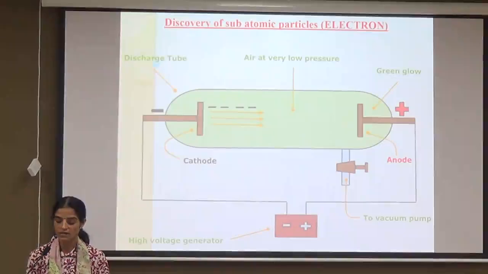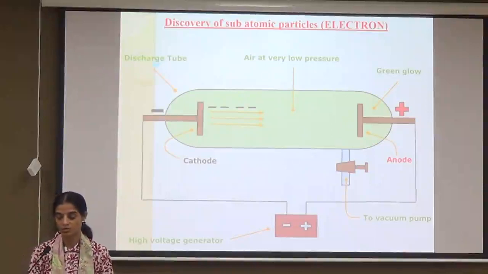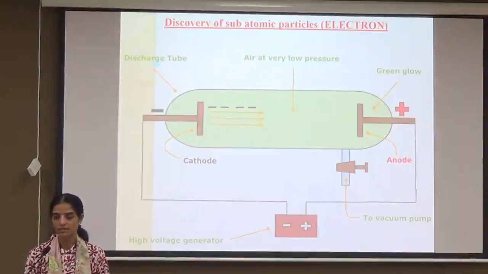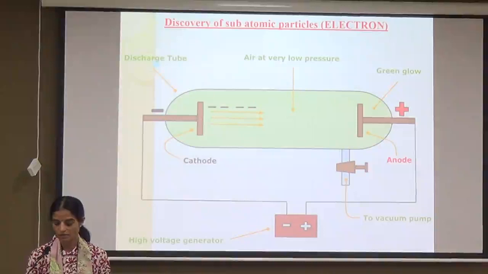Now let us see, here is the cathode ray tube shown to us, how the discovery of subatomic particle electron was made. We have taken a discharge tube which is fitted with cathode and anode, which are connected to the two different terminals of the battery, and then there is a vacuum pump to drive out air from this discharge tube.